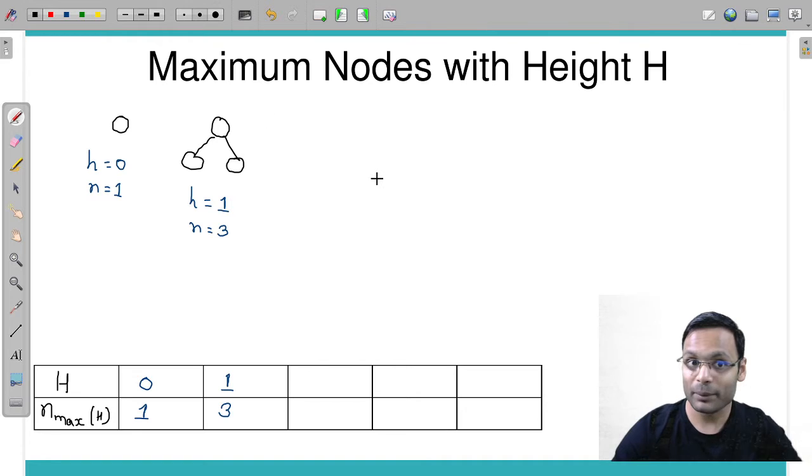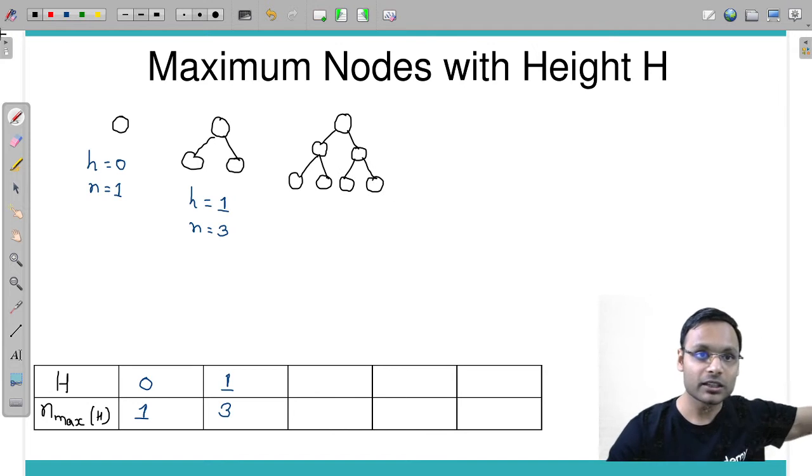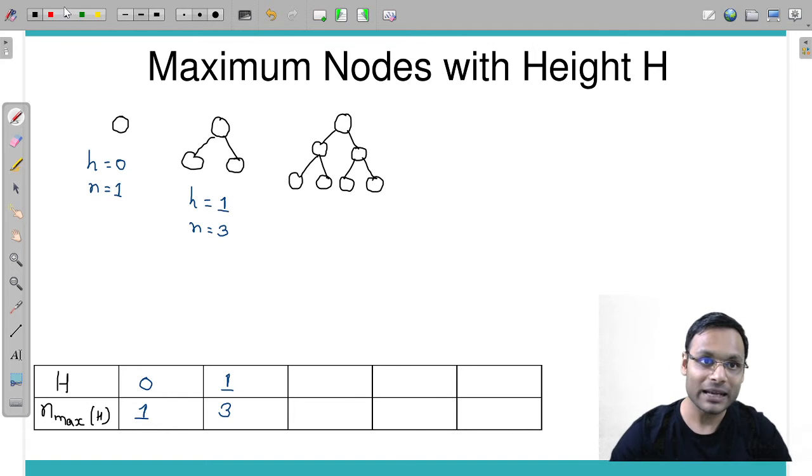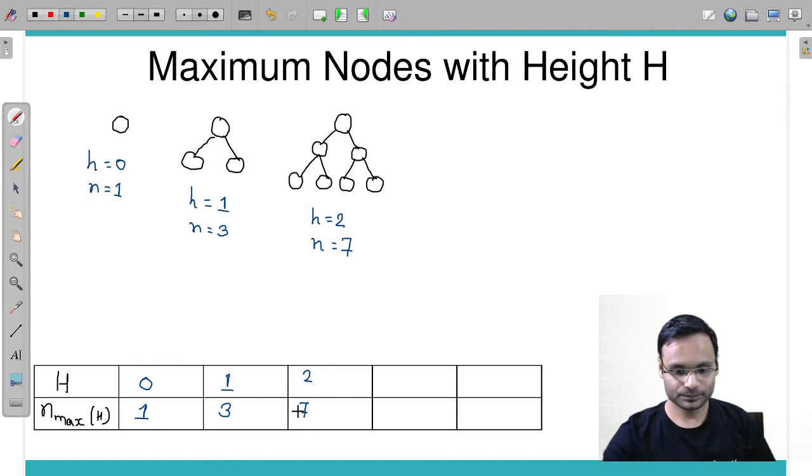Let's have another example. There is no conclusion yet. So if we increase another height, I need maximum nodes, so I make all the levels full. All the levels are full. Height becomes, in this case, 2 (levels 0, 1, 2), and number of nodes, how many will we count? 3 plus 4, 7. So for height 2, number of nodes 7.